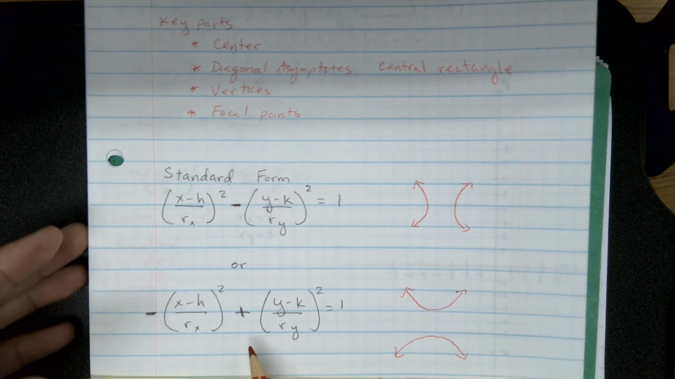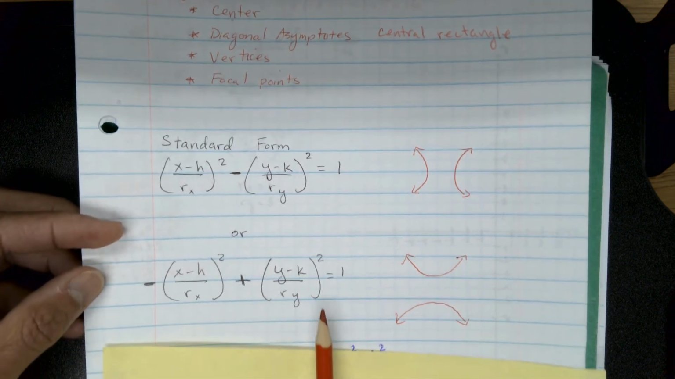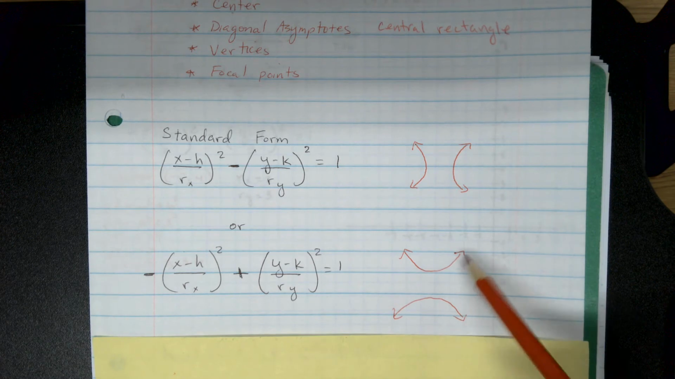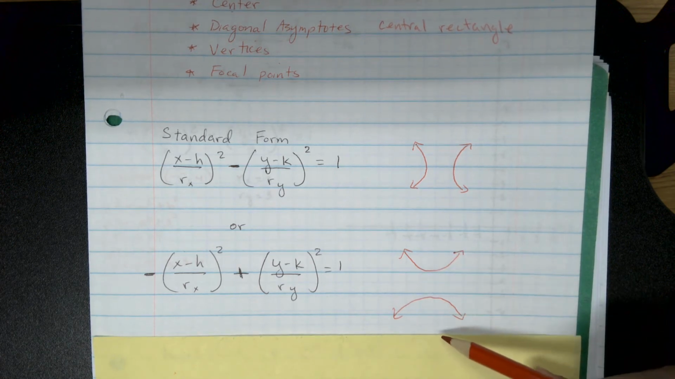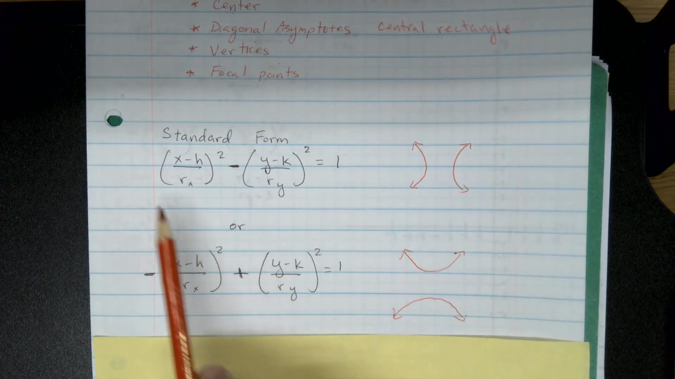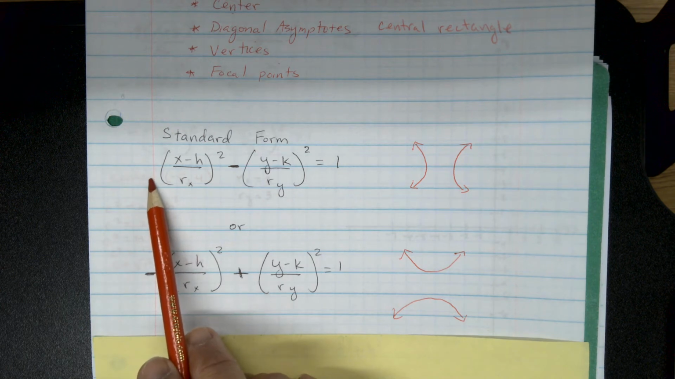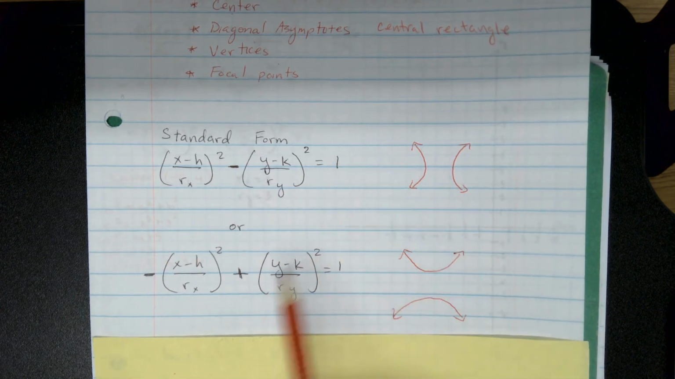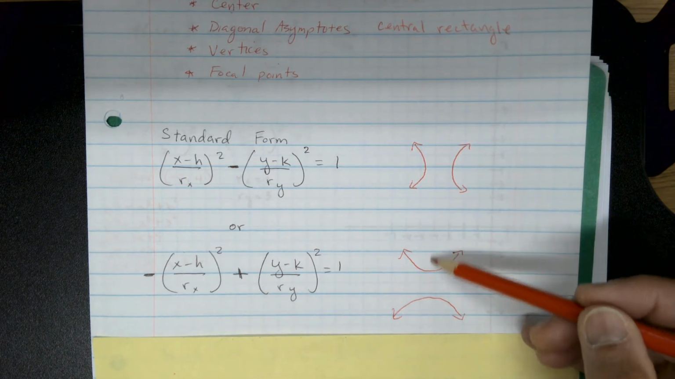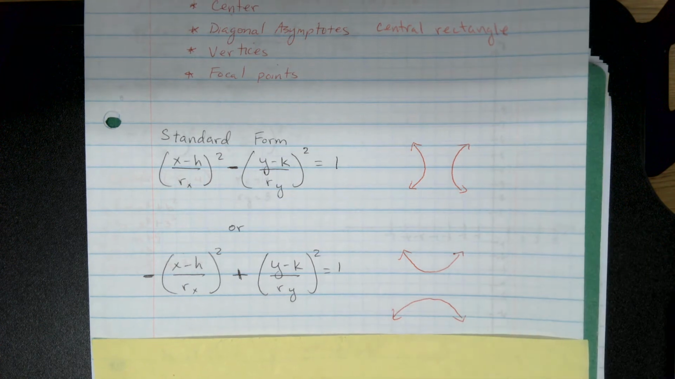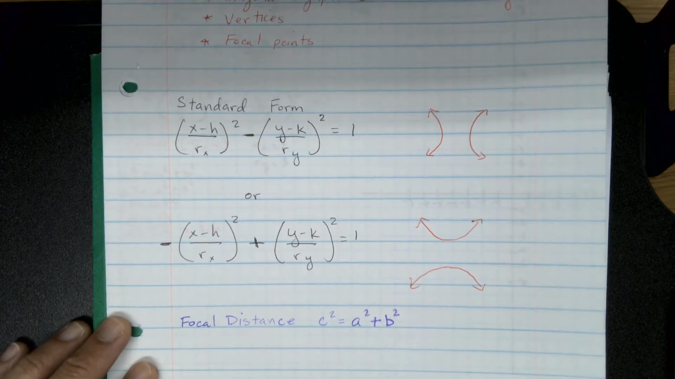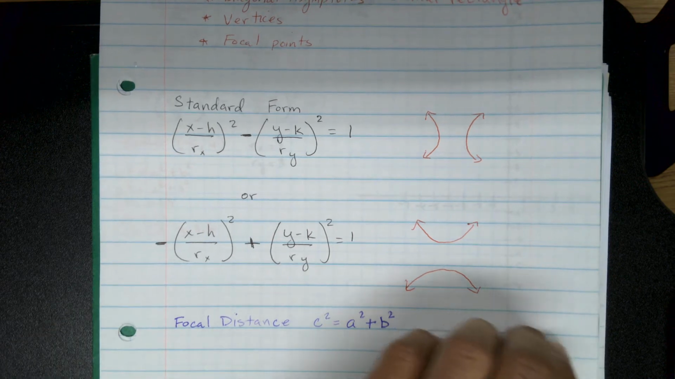If the positive coefficient is with the y values, the hyperbolas are going to open up and down. Okay? So if the coefficient of x is positive, it opens with respect to the x-axis. If y is positive, then the hyperbolas open with respect to the y-axis. The formula for the focal distance is c squared equals a squared plus b squared.